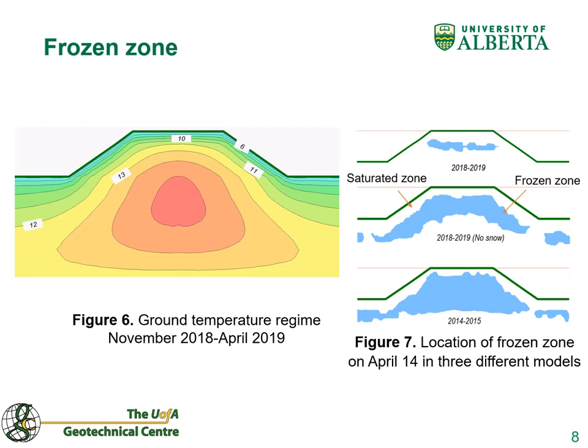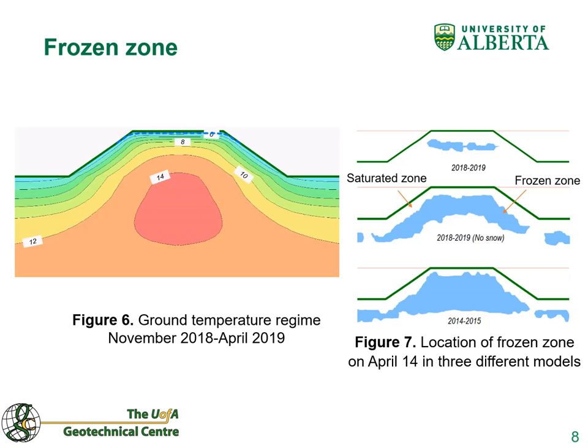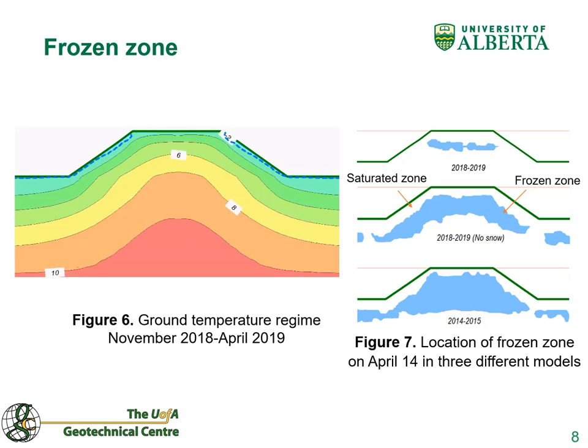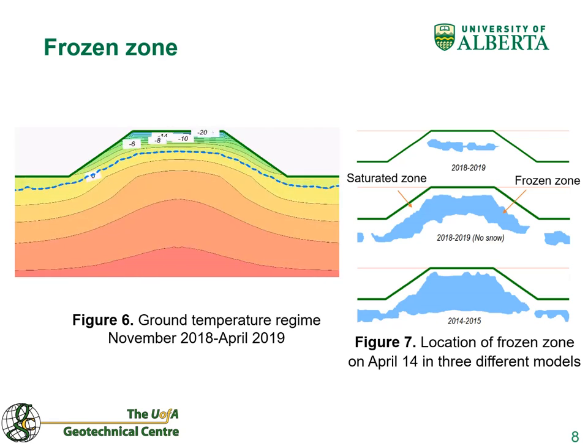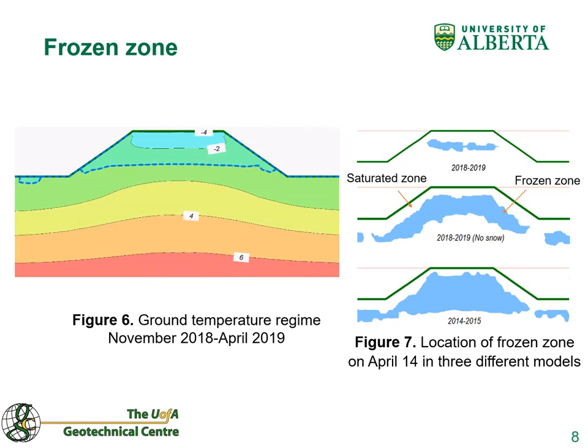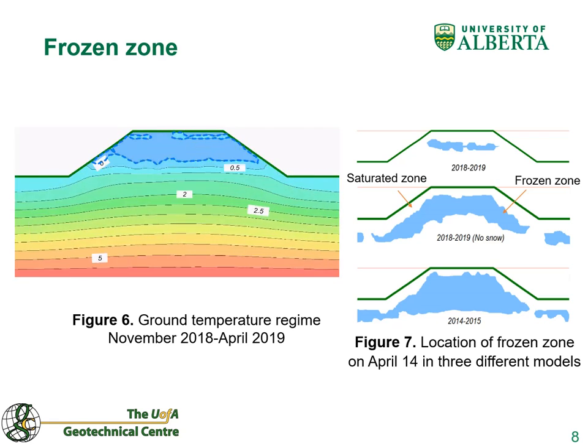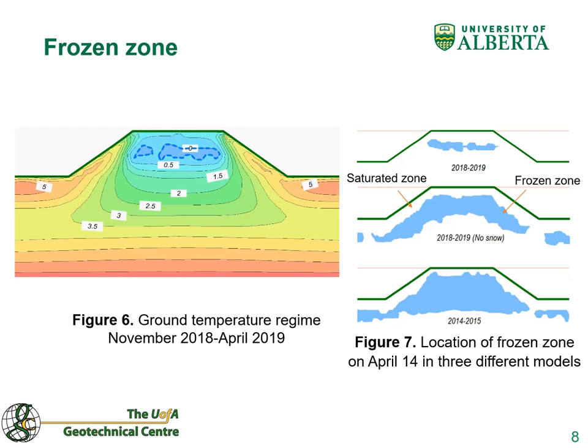The ground temperature regime from November to April in the main model showed that although the ambient temperature went up and the weather became warmer in April, a limited area in the ground was still frozen. This frozen zone, which can be extended by less snow or colder ambient temperature, will result in development of a saturated zone near the surface and a thaw softening phenomenon.